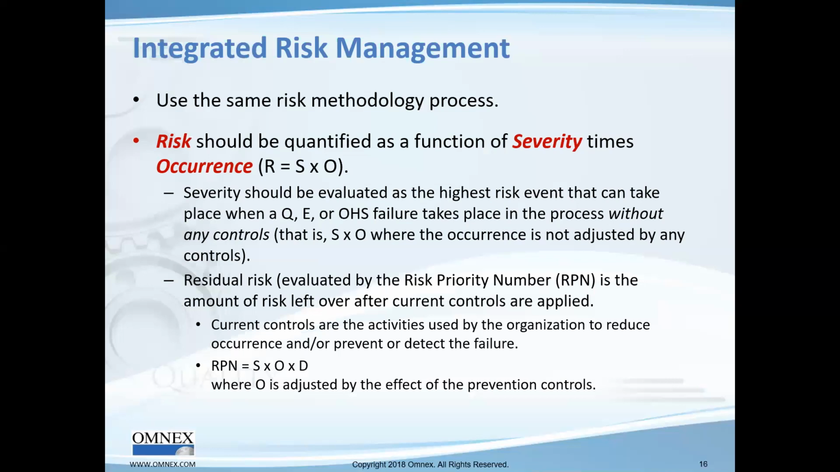And so residual risk is often interpreted by a calculated value called the risk priority number: severity times occurrence times detection. Detection is a measure of the controls, where occurrence is adjusted by the effect of prevention controls. We can then say, have we driven that risk low enough through our control mechanisms so that we do not have to continue working on it at this time?